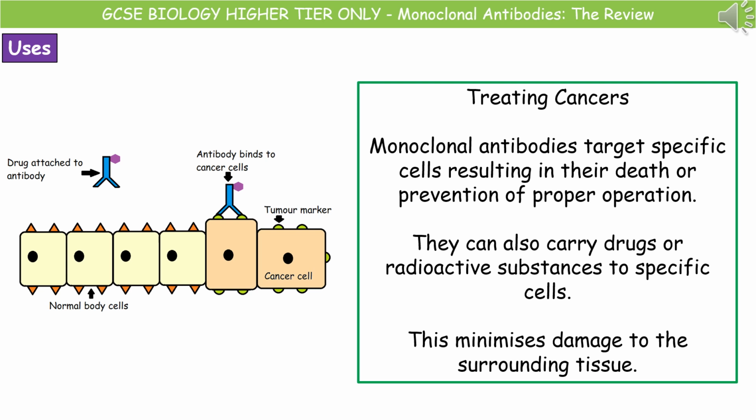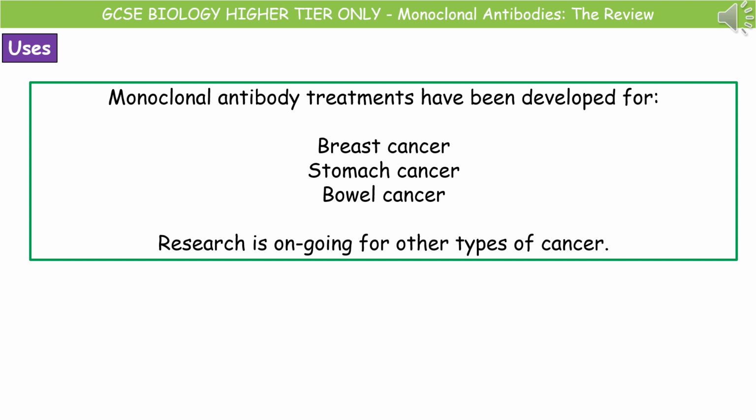And then when we introduce the monoclonal antibodies with the drugs on them, they're going to be attracted to the cancer cells, they bind to the tumour markers on the surface, and will have the effect on those cells, which minimises the damage to the surrounding tissue, thereby reducing some of the side effects of the cancer treatments. Just a few cancers that we've already developed monoclonal antibody treatments for, just in case they ask them. We've got them for breast cancer, stomach cancer and bowel cancer at the moment, and we've got a lot of research going on for other types of cancer which we hope to have in the future.